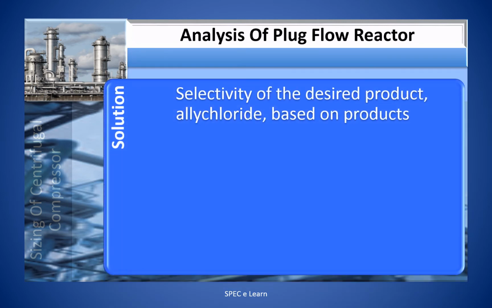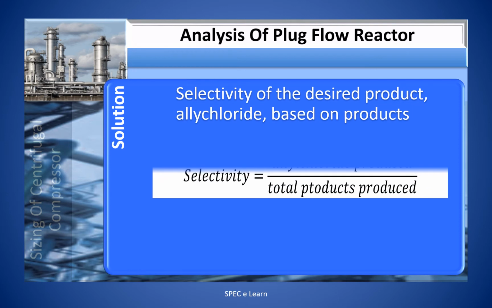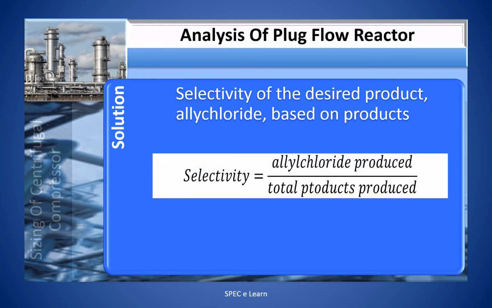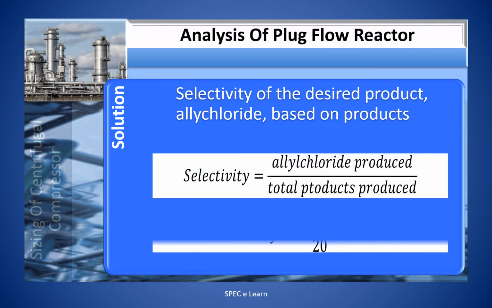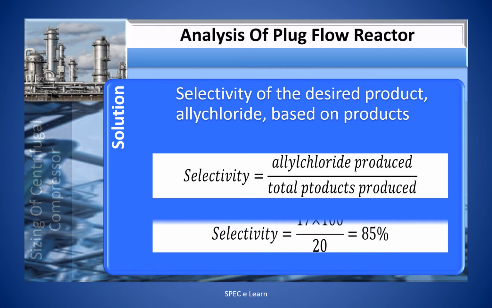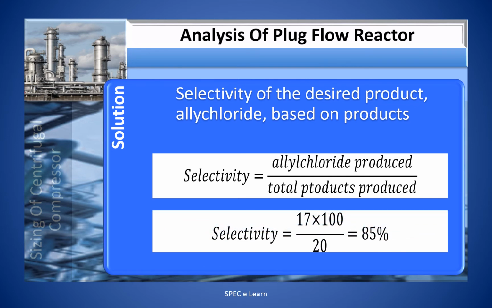Selectivity of the desired product, allyl chloride, based on products can now be calculated. Selectivity equals allyl chloride produced to total products produced, which means 17 into 100 divided by 20 equals 85%.